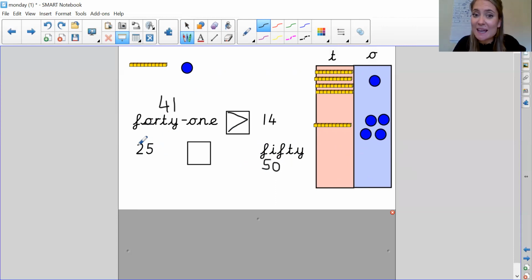That's right, it's got 2 tens. How many tens has the number 50 got in it? 5. So I know from looking at those which one is bigger. Can you tell me which one's bigger? 50, because it has more tens. So when I'm doing my symbol, I need to make sure the big part goes towards the number 50 to show that 25 is less than 50.